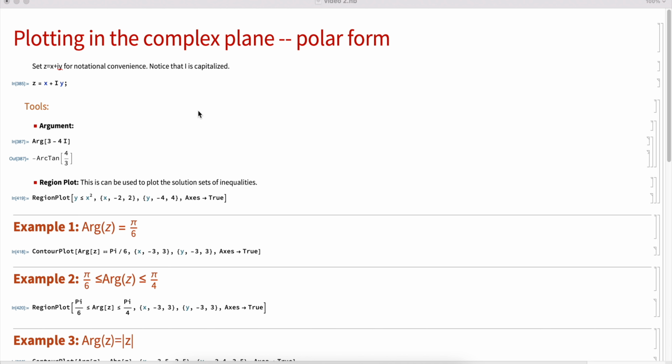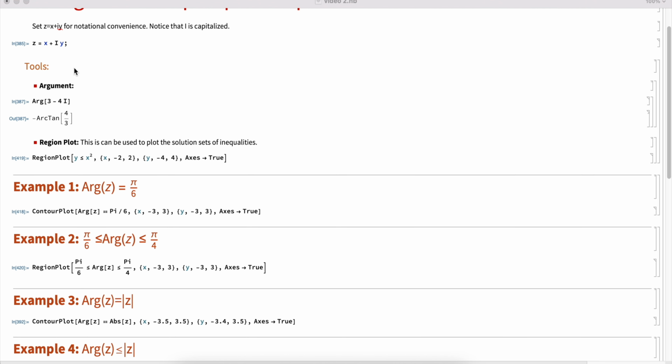So we've got a pretty similar setup to what we had in the last video. We set z equal to x plus iy just so that our calculations in Mathematica look like our hand calculations. And again, we'll have a couple of tools that will be useful in addition to the ones that we saw last time. First is this argument function.